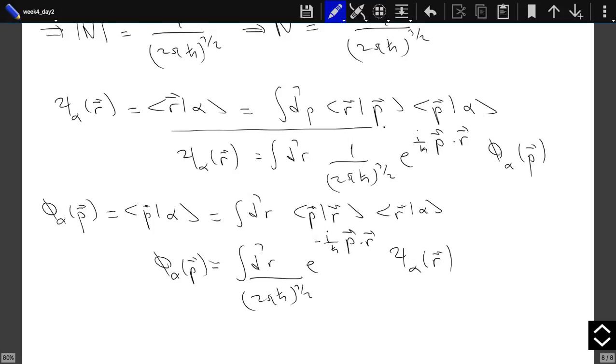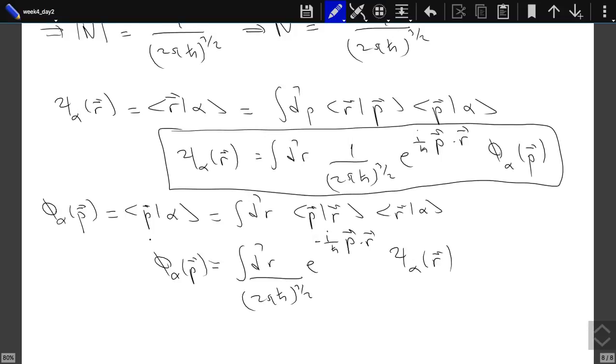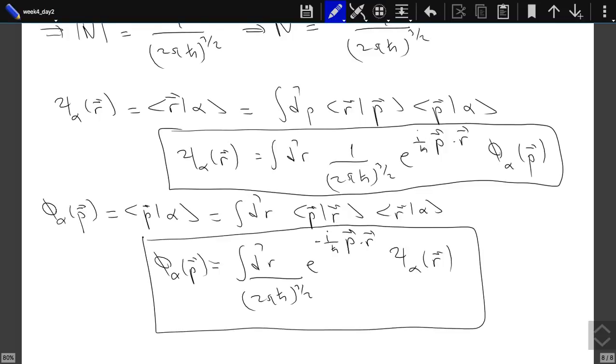Well, you see these two relations are basically Fourier transform and inverse Fourier transform. So we didn't actually make explicit use of the Fourier theorem, but nevertheless in our formalism it just automatically arises.